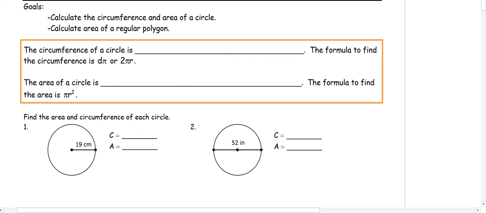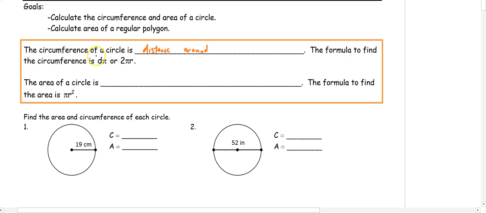This video is about more area of 2D figures. So we're going to look at circles and regular polygons today. Remember from the last chapter that the circumference of a circle is the distance around the circle. The formula is d pi or 2 pi r.